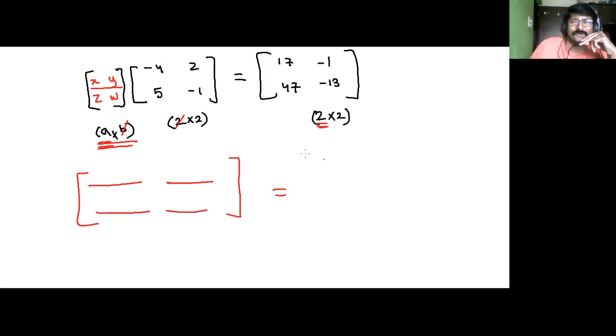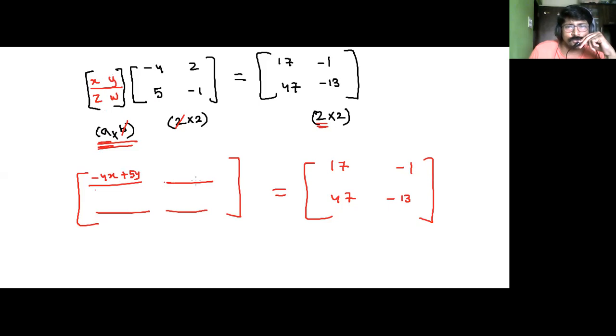Little easy. Don't worry, guys. It's very simple. 17, minus 1, 47, and minus 30. Now what happened on the left hand side? Look at this, guys. This is first row and first column. So it will become minus 4x plus 5y, because first row, first column. I hope you understood this. What is this? First row and second column. So 2x minus y. What about this? Second row, first column. So minus 4z plus 5w.